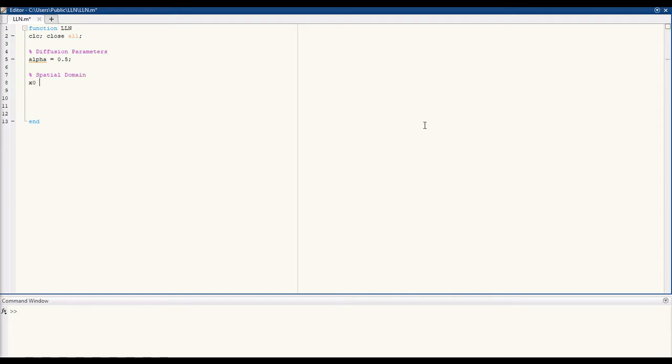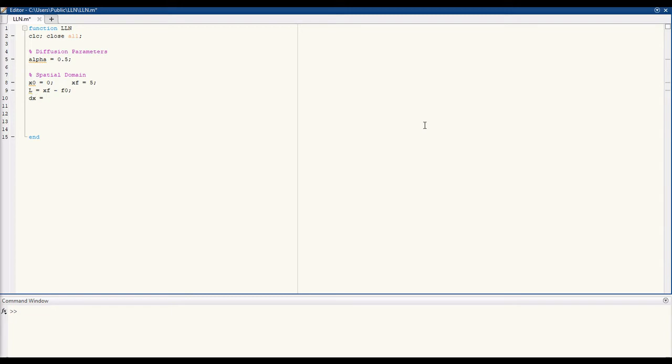So x0 I'm going to define to be the origin. Since we're only in one dimension, we're pretty much looking at a subset of the real line. And xf is going to be whatever you want, 5. So the length of that interval is, of course, going to be equal to xf minus x0. So that's the length of the domain we're working with.